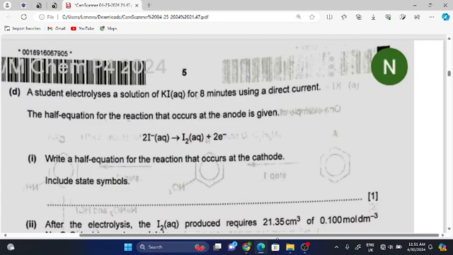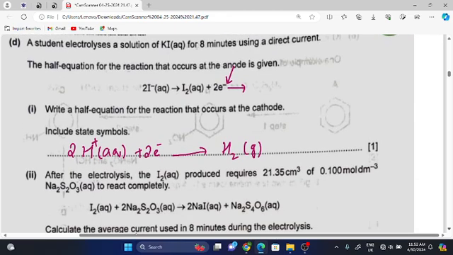A student electrolyses a solution of potassium iodide for 8 minutes using a direct current. The half equation at the anode is given. Write a half equation for the reaction at the cathode. At the anode there is a loss of electrons, which means oxidation, so at the cathode there will be reduction. So you can write 2H+ in aqueous form plus 2 electrons, making H2 in gaseous state. That is the half equation at the cathode.